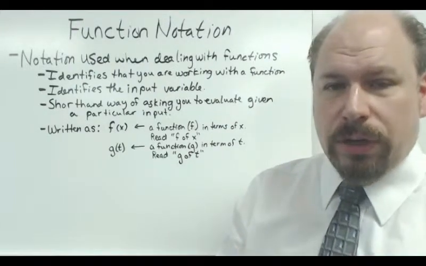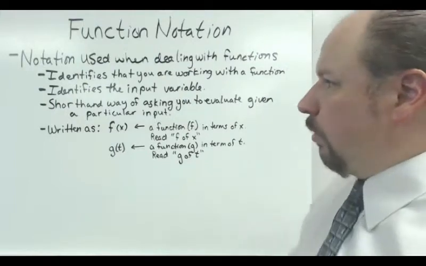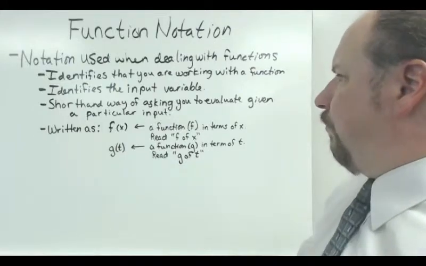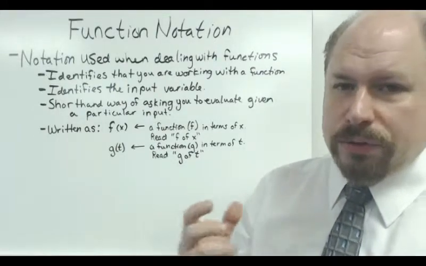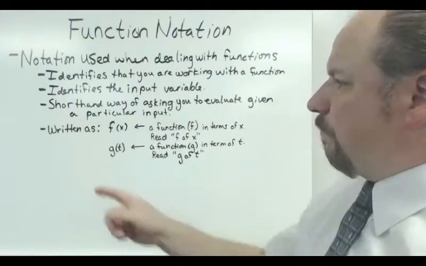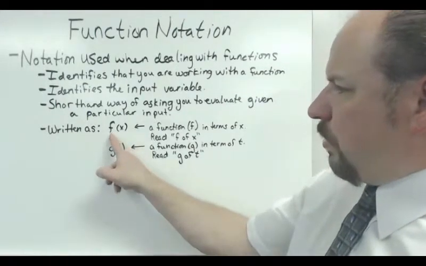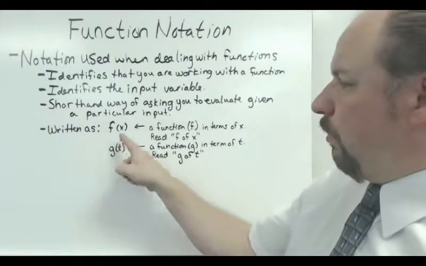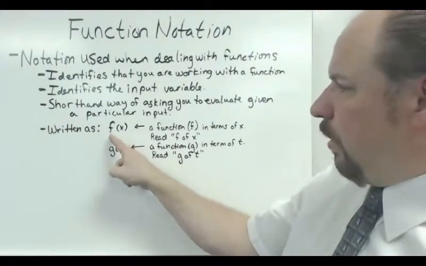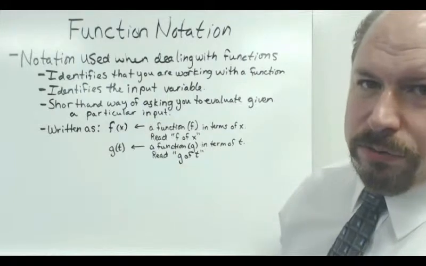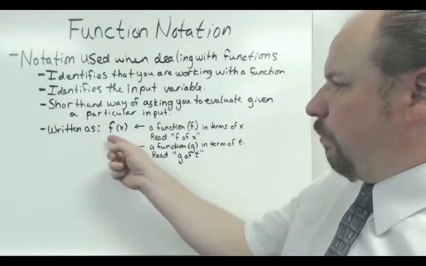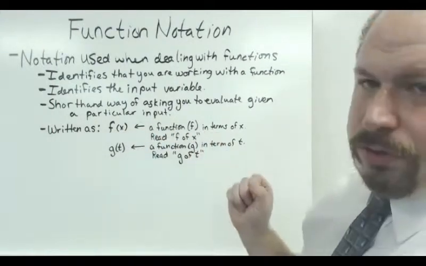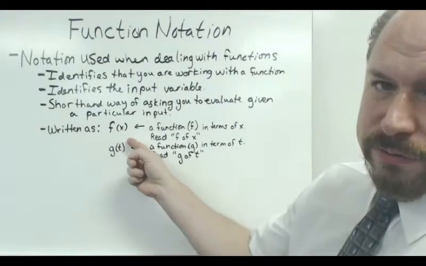But it's nice to know what input variable we are working with as we are looking at the function. And it's also a shorthand way of asking you to evaluate given a particular input. And we'll see examples of both of these things here in just a second. So here we have function notation shown. We would have an equal sign after this with what the function is, but just as an example, f of x. f is a commonly used letter for function notation.